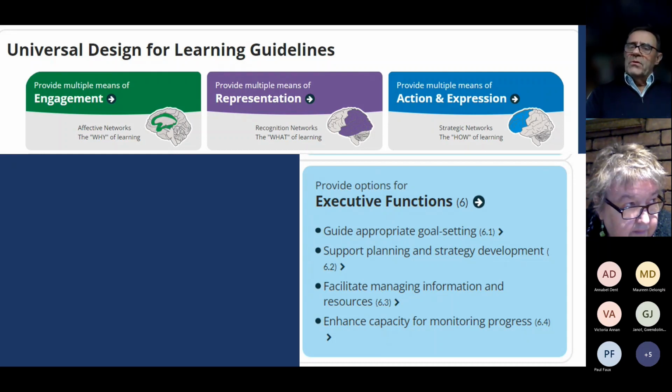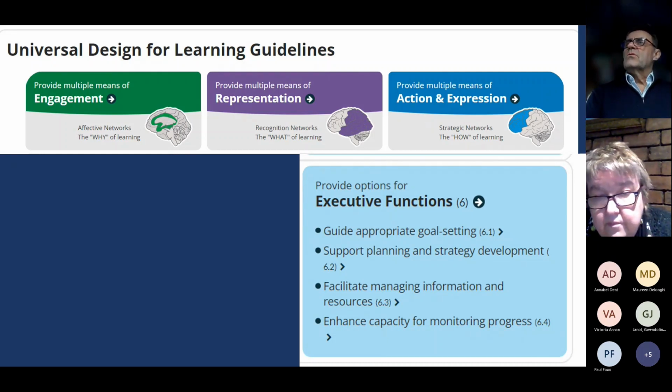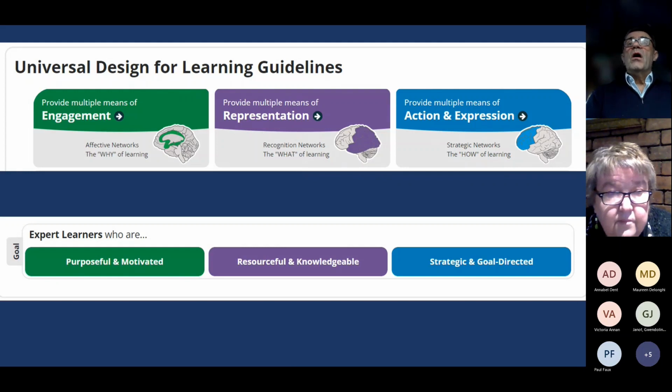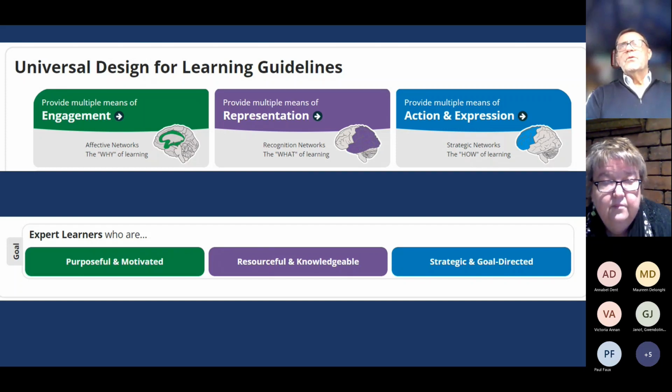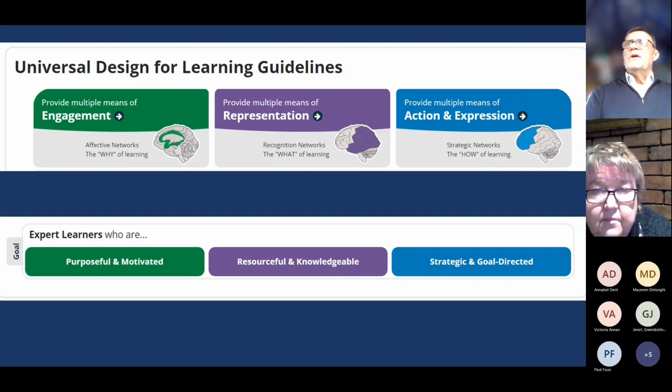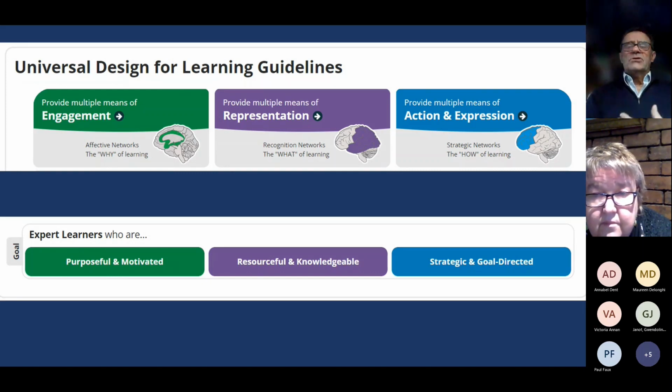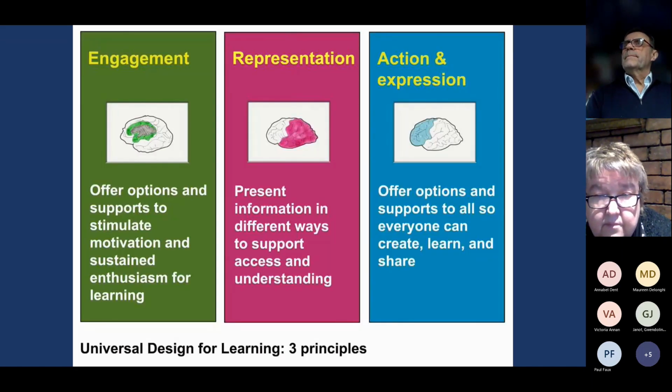And finally, at the bottom of that original graphic, we had this is what we're after. So by providing multiple means of engagement, we get expert learners who are purposeful and motivated. By providing multiple means of representation, they are resourceful and knowledgeable. By providing multiple means of action and expression, they are strategic and goal orientated. They are focused in the way that they are learning.